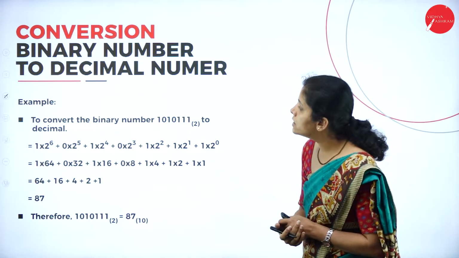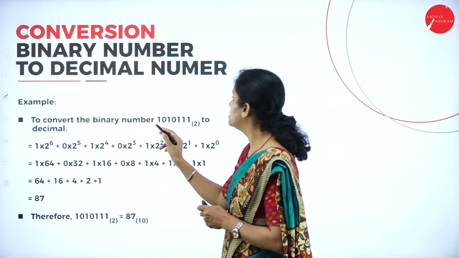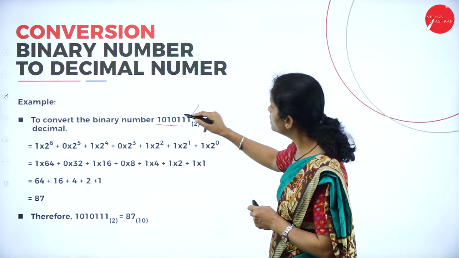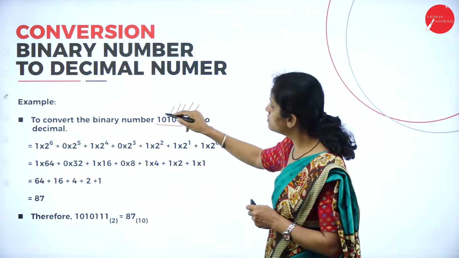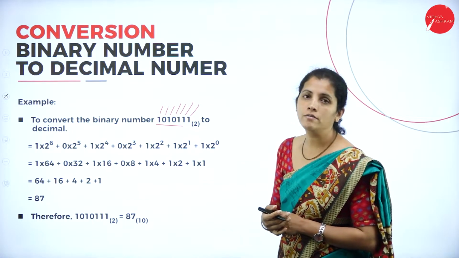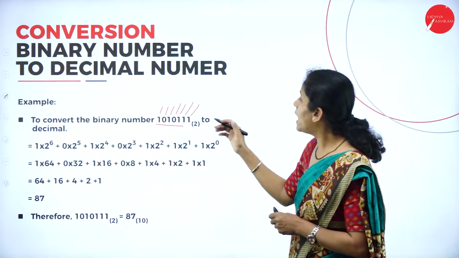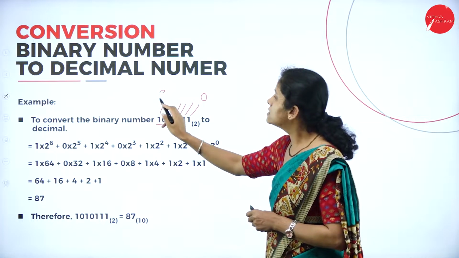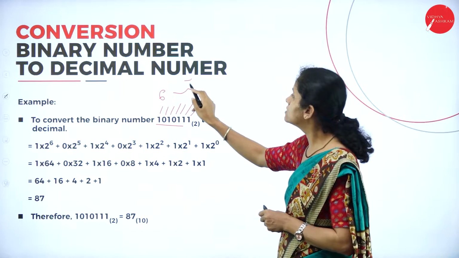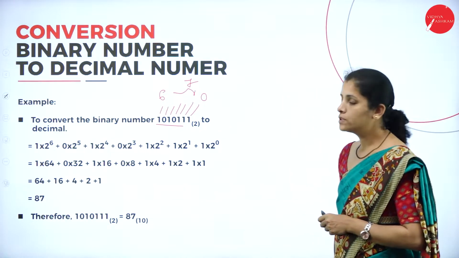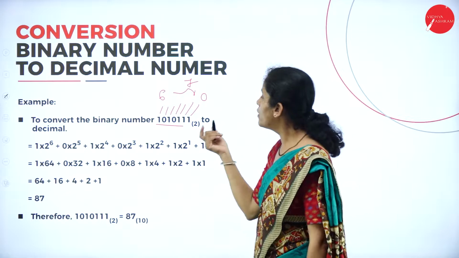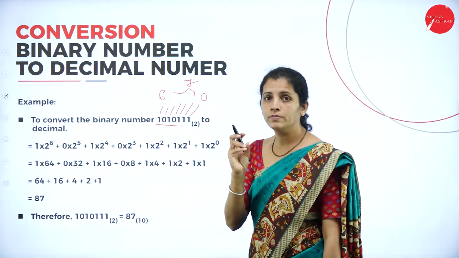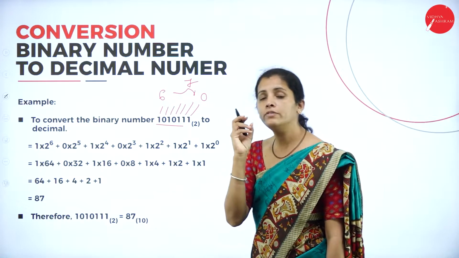Now, see here, I'm going to have the example. See, I have the bits. So here 1, 2, 3, 4, 5, 6, 7. So I have 7 bits and power starts from 0 and goes up to 6. Total 7 bits. So here for each bit I'm going to write the position, the power of that bit.